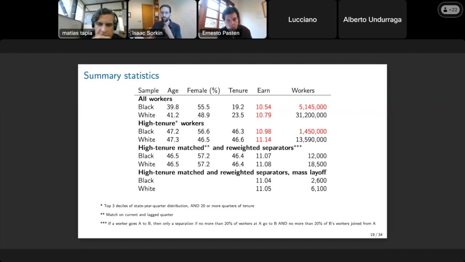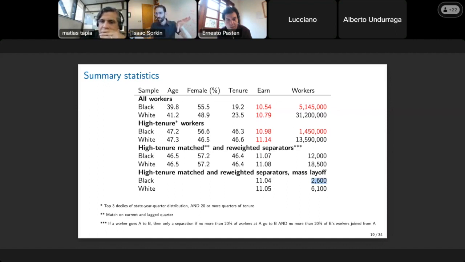These are all of the separators. Then these are the mass layoff separators. Basically I started with a lot of data, and when I go down to high tenure matched and reweighted separators who lose their job in a mass layoff, I'm down to a fairly small amount of data. In the first part of the paper you didn't really see standard errors. Going forward, you'll see some standard errors.